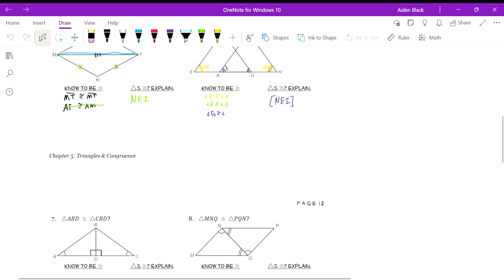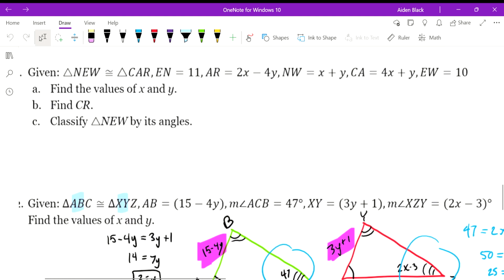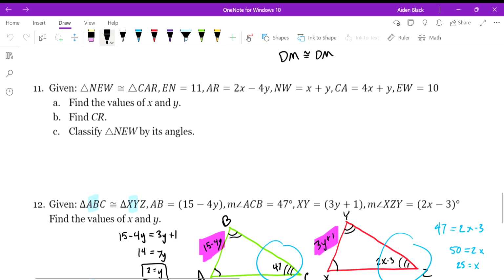Okay, we're looking at question 11 on 5.4 homework. This one is the more challenging one. What I want to start out with is it's telling us that these triangles are congruent. So I'm just going to start out by drawing some triangles.